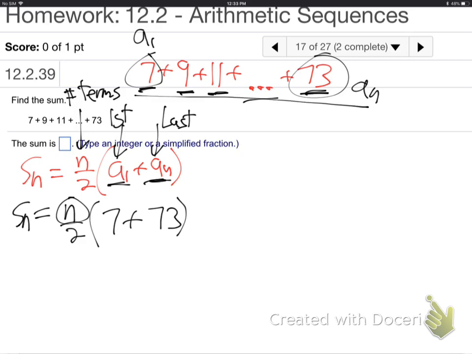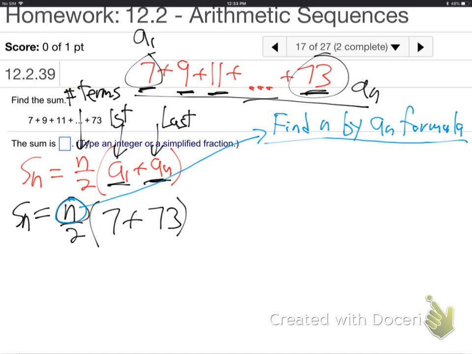How can I find n? You know what I'm going to do to find n? Find n by the A sub n formula. Use the other formula that we've been using. We've got to use them both on this one. A sub n is A1 plus n minus 1 times d. That one we've been using. You've got to use both formulas on this problem. Am I losing you? You with me?